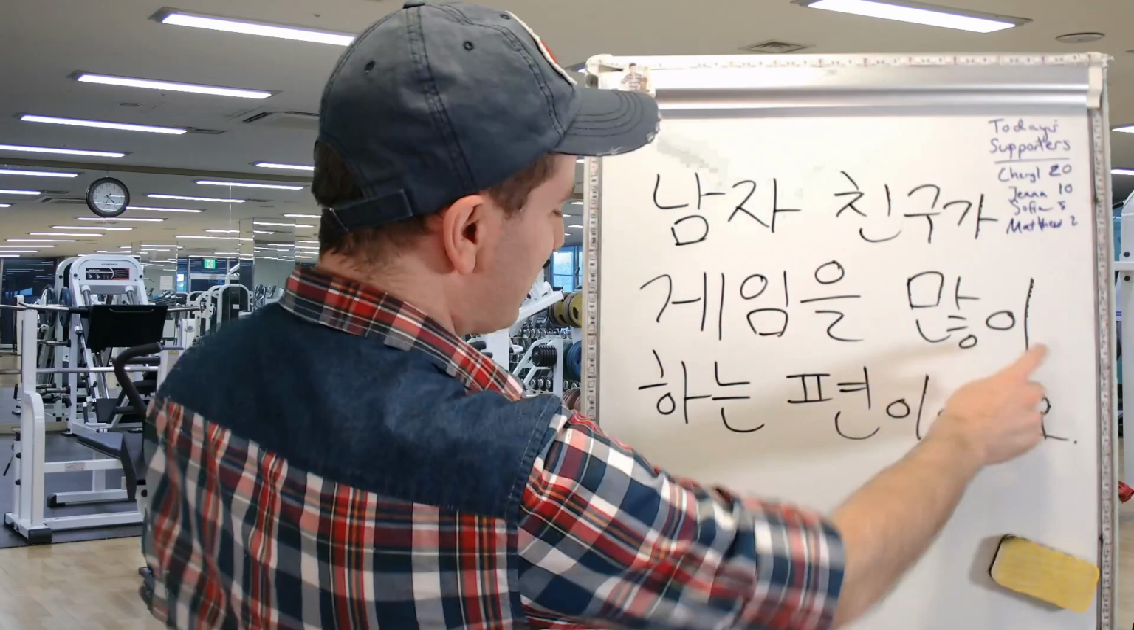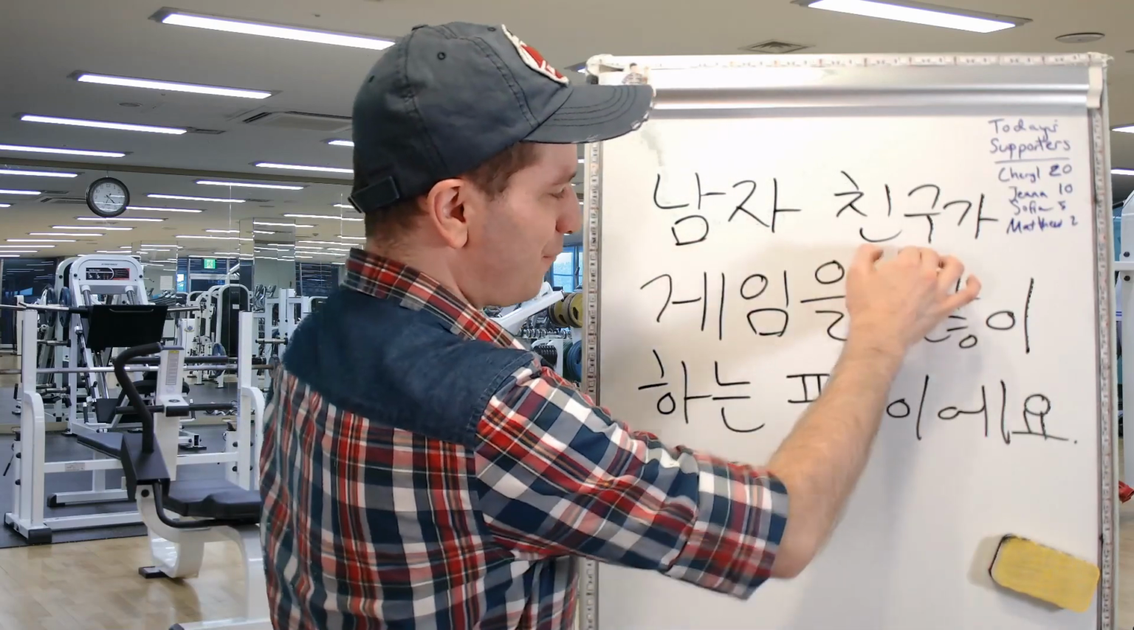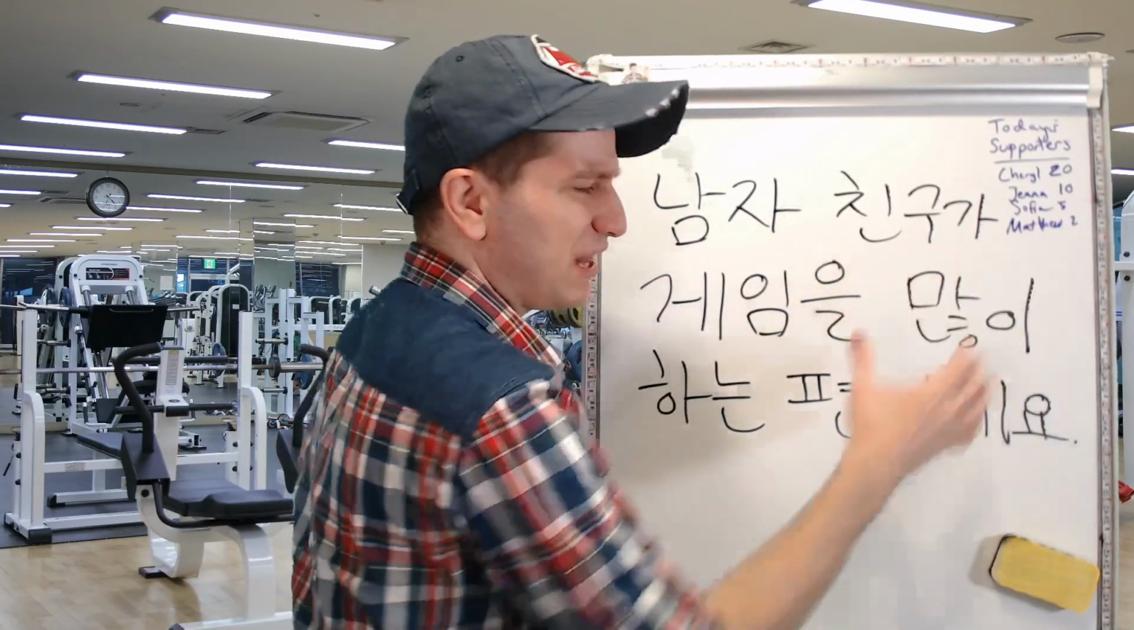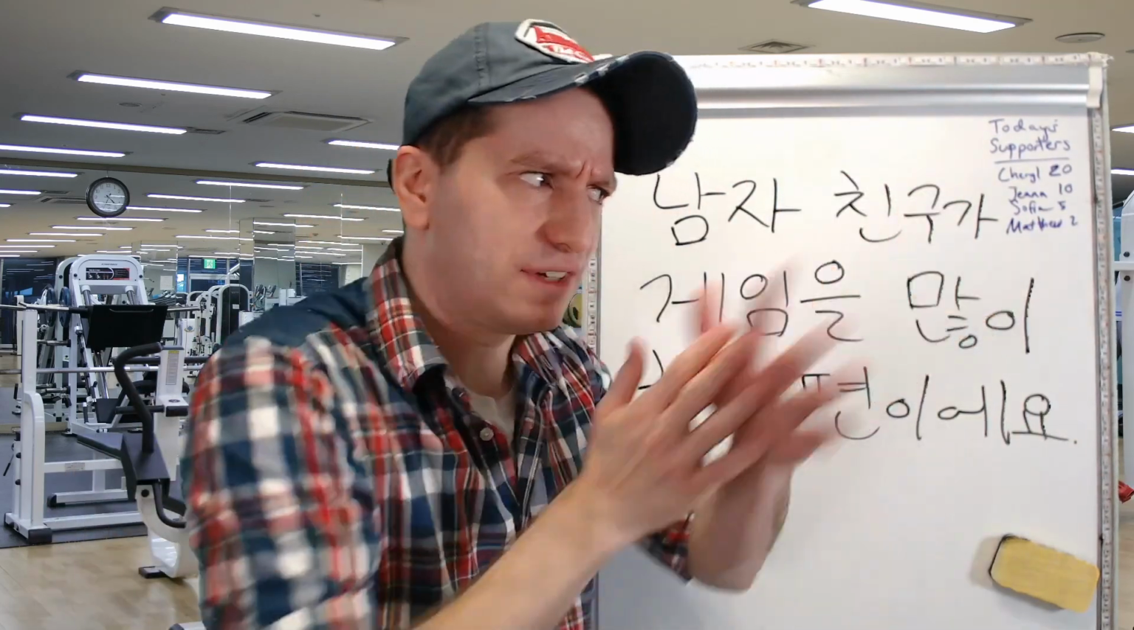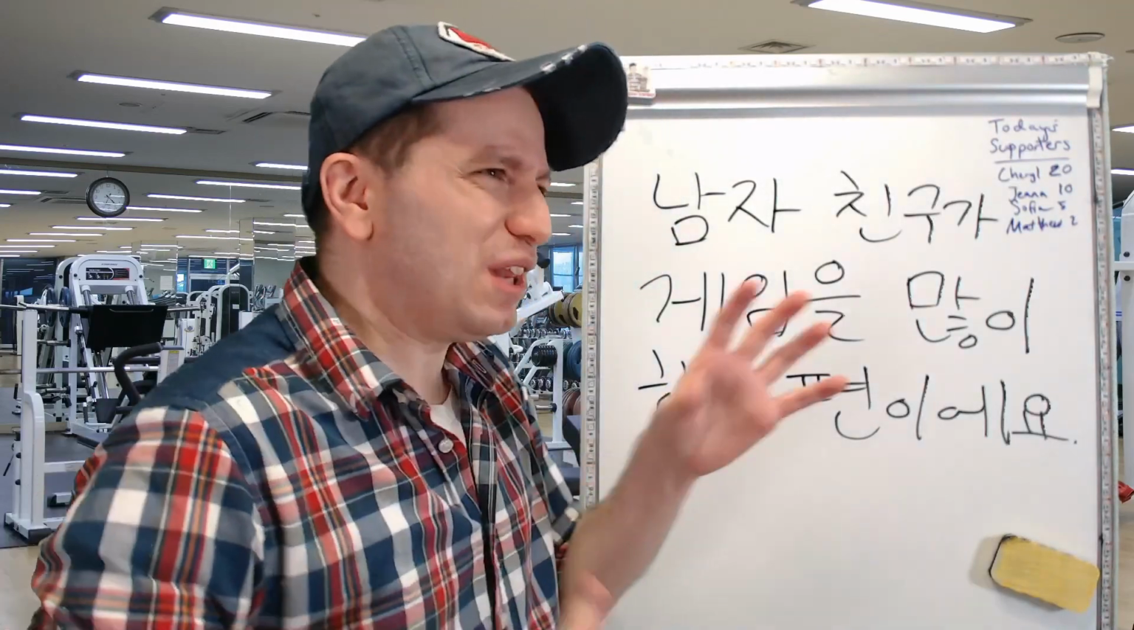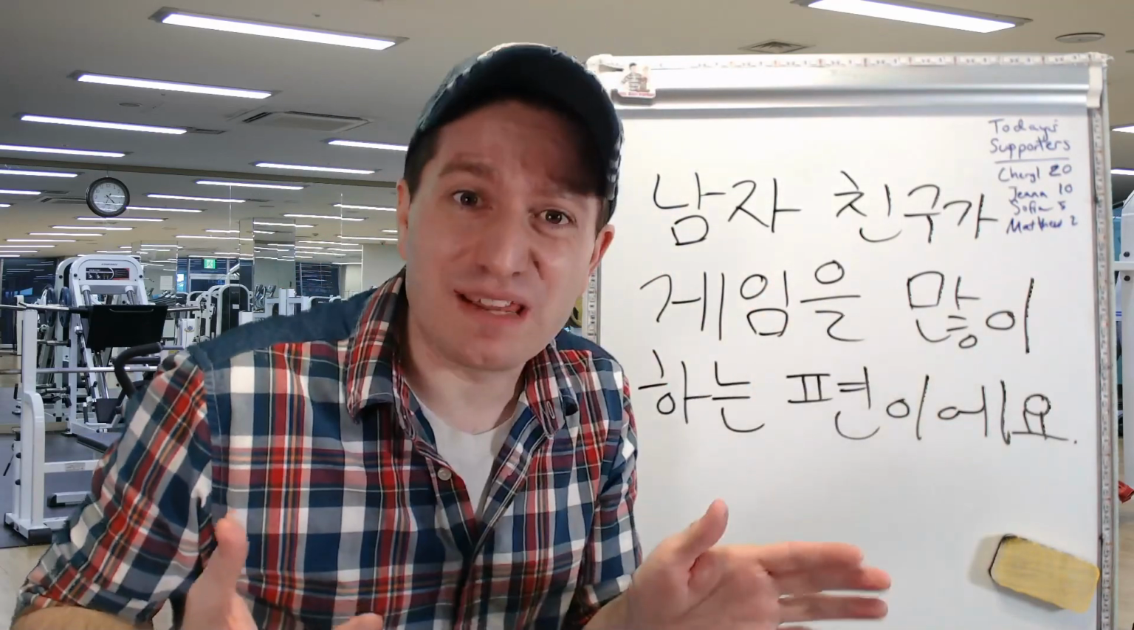남자친구가 게임을 많이 하는 편이에요. So my boyfriend, 게임을 많이 하다, plays a lot of games. 편이에요. He's on the side of playing a lot of games. He tends to play a lot of games, or plays somewhat a lot of games in that sort of sense.